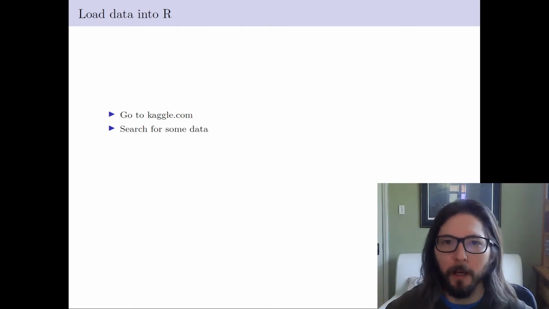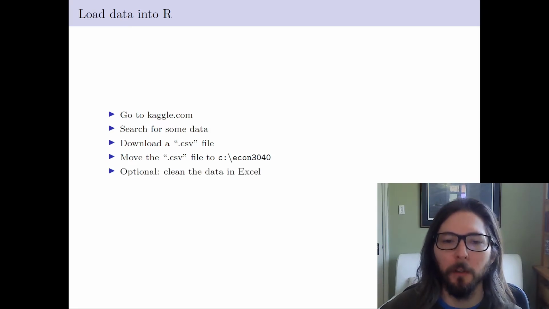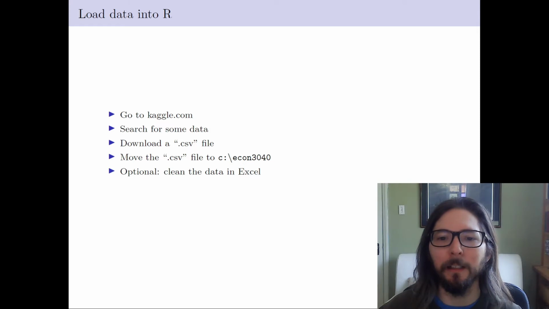In this video, I'm going to go to kaggle.com. I'm going to search for some data. I'm going to download a CSV file. I'm going to move the CSV file to a different folder in my computer. Optionally, I'm going to clean the data in Excel. And then finally, I'm going to load the data into R.